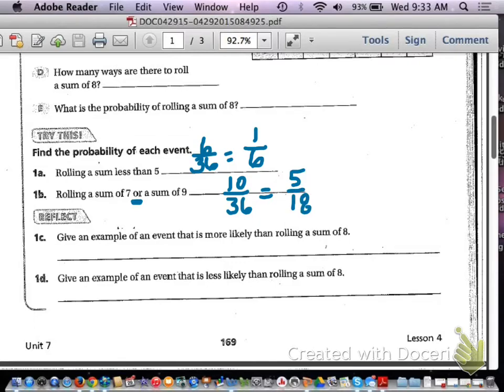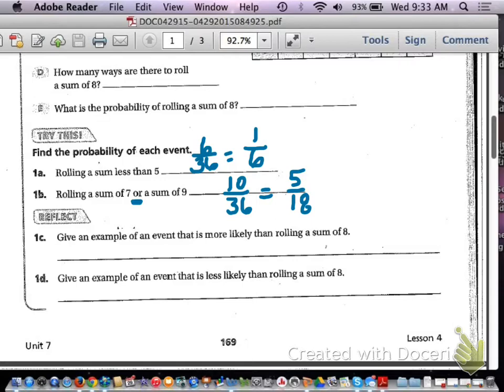So we want to give an example of an event that is more likely than rolling a sum of 8. If you look at your table, you can find an example that is more likely than the original probability that we found for 8, which was 5 out of 36. So which one has a probability that is more likely than 5 out of 36?